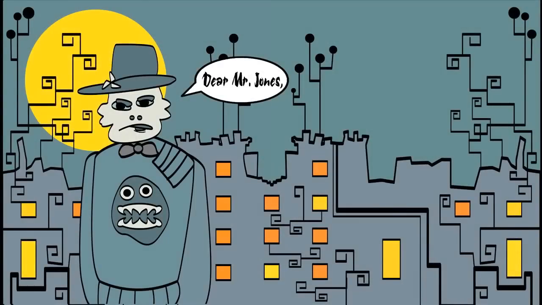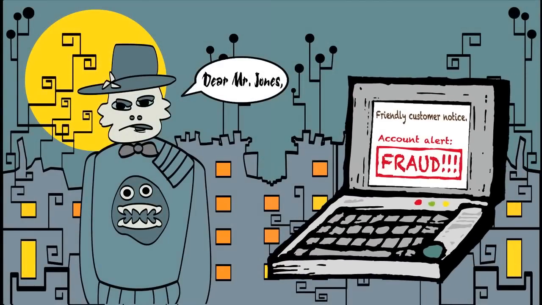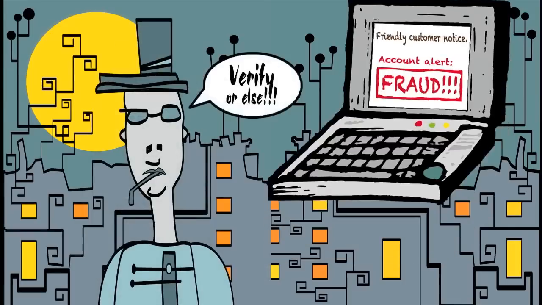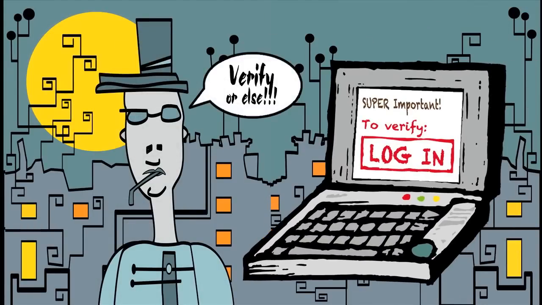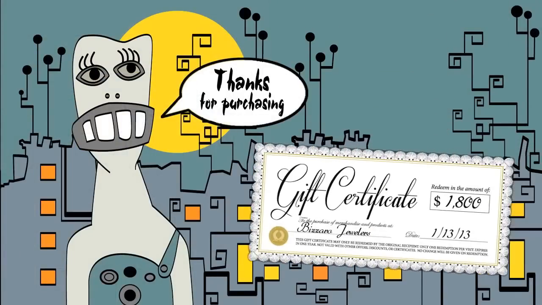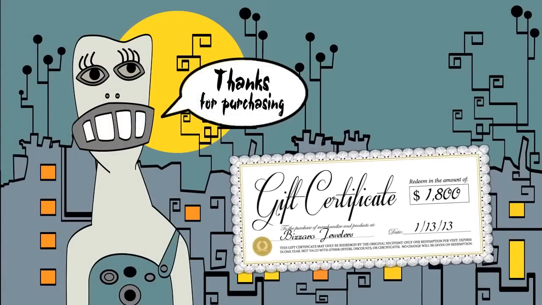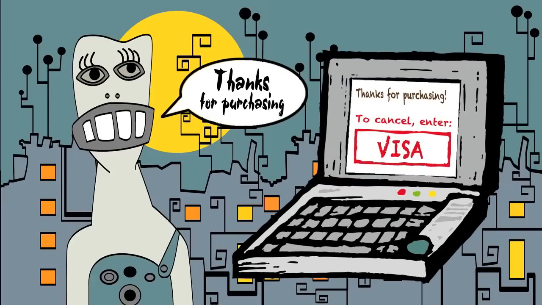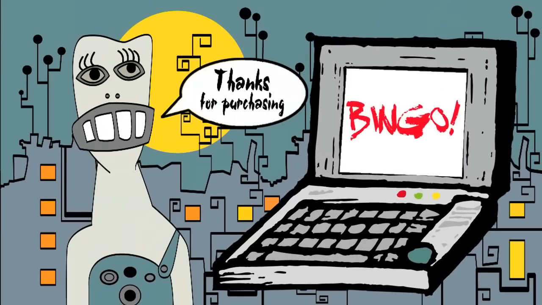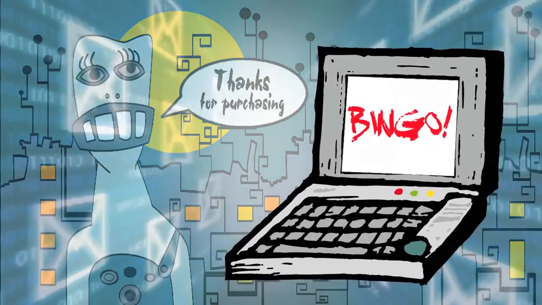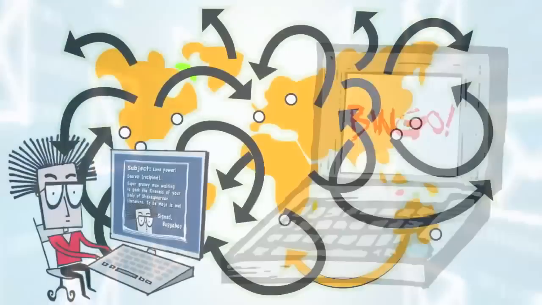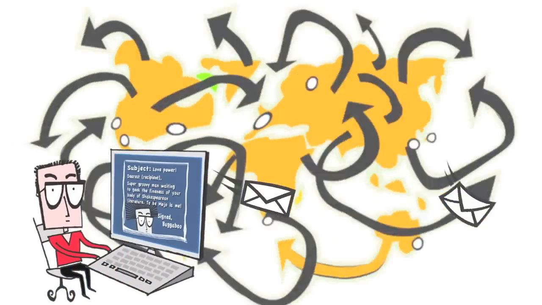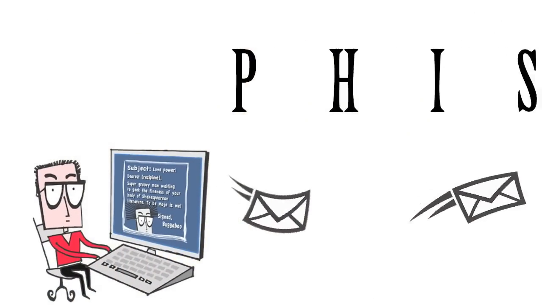Like this one. Dear Mr. Jones, we've detected that your account has been used to perpetuate fraud. Yeah, right. Please click here and log in to verify that you're as honest as the fellow we thought you were. Or please click here if you want to cancel your recent purchase of our $1,800 gift certificate thing. All you need to do is just verify your cancellation by plugging in your Visa numbers again. And bingo! You send out enough of those little buggers and you're not just wishing, you've gone phishing. That's phishing as in Phishing.